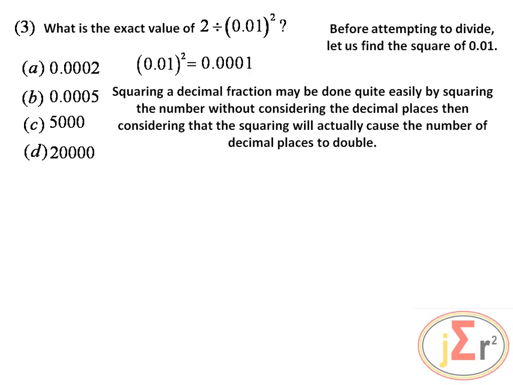So, square the number. We are squaring just 1. If we square 1, we get 1. And what do we do next? Realizing that squaring a decimal fraction will cause the number of decimal places to double, if we have 2 here, we will have 4 over there. And it is as simple as that. Now we are dividing by 0.0001.